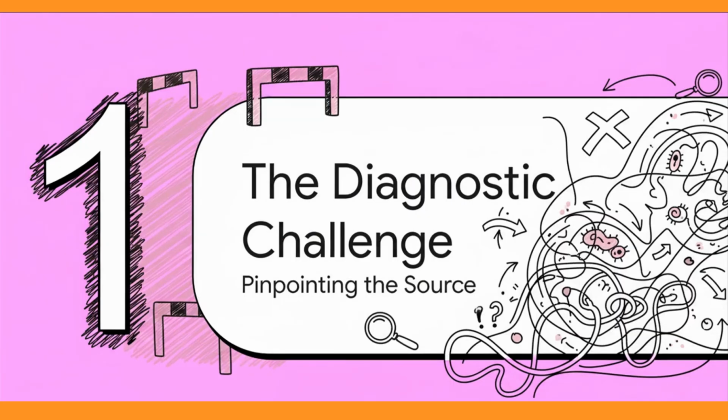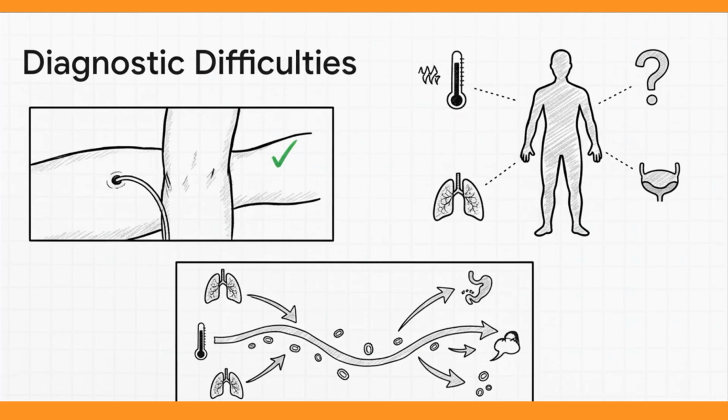Okay, so let's dive right into that diagnostic challenge, because pinpointing the source is way harder than you might think for a few key reasons. For starters, like we just said, the insertion site can look completely normal, giving you zero outward clues. On top of that, the patient's symptoms, fever, chills, are just general signs of sepsis. They could point to a dozen other things. And the biggest problem? Even when a blood culture comes back positive for bacteria, that doesn't point a finger at the catheter. The source could be the lungs, the urinary tract, who knows? You really need more specific proof.